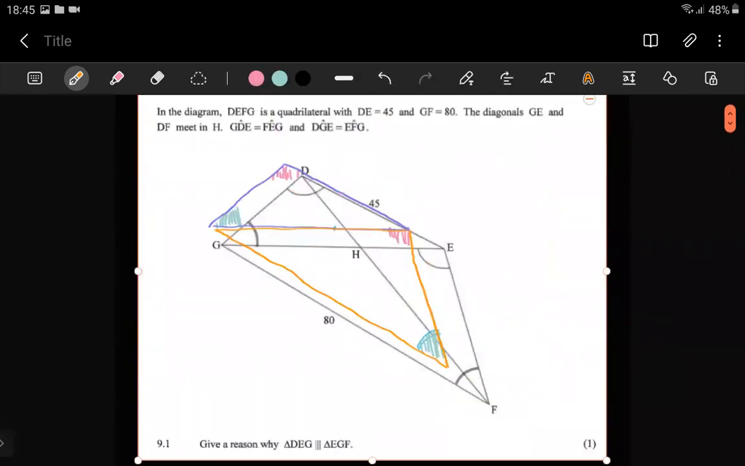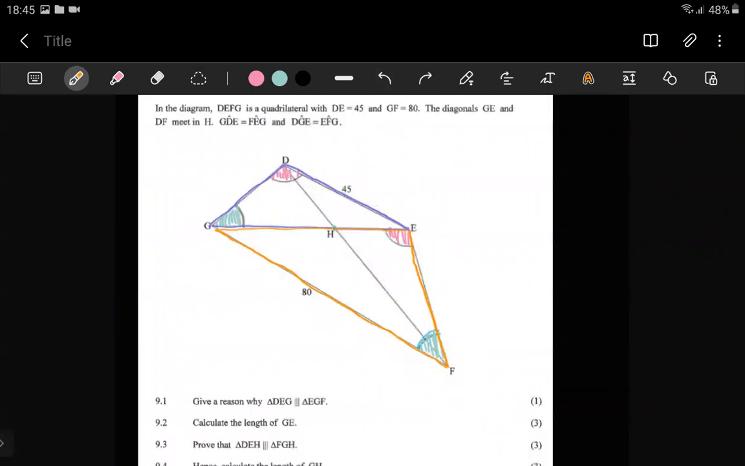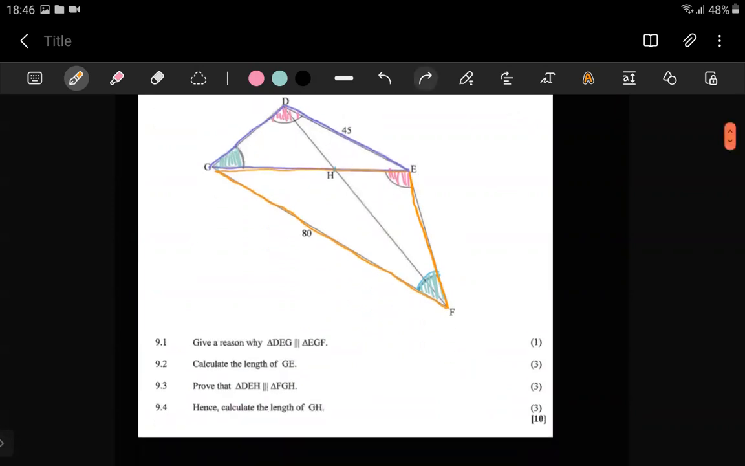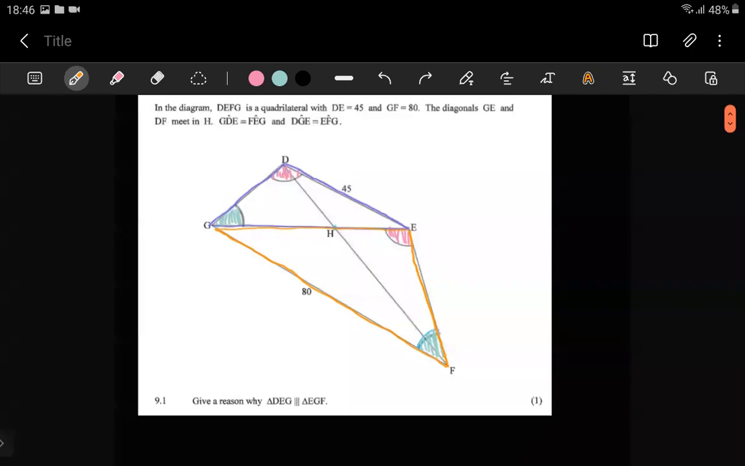Okay, so the fortunate thing is when it comes to similarity, there's one way to prove similarity. The one way to prove similarity is to show that all three angles of one triangle are equal to all three angles of the other triangle. That's how you prove similarity. So in this case, if you look nicely, our purple triangle here and our orange triangle down here, there's a pink angle here that is equal to the pink one there. There's a blue one here that is equal to the blue one there.